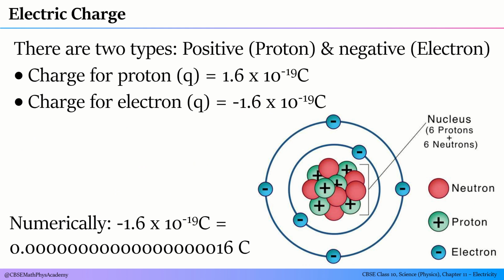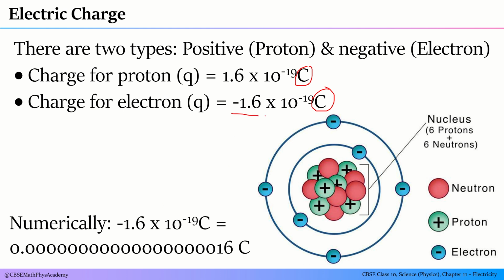Now let me introduce another idea, that is the electric charge. There are two types of charge. One is positive, that is the protons. Protons are positively charged and electrons, which rotate in orbits, are negatively charged. The charge of the proton and the charge of the electron are numerically equal, but the symbols are different. The unit of charge is coulomb. So you can see coulomb here. The charges of the proton and electron are numerically equal, but the sign, positive and negative, is different.